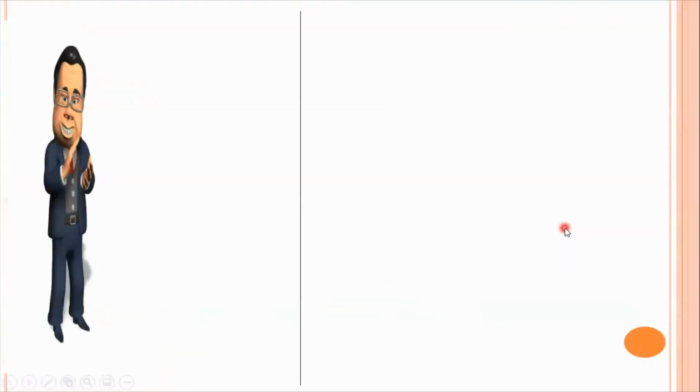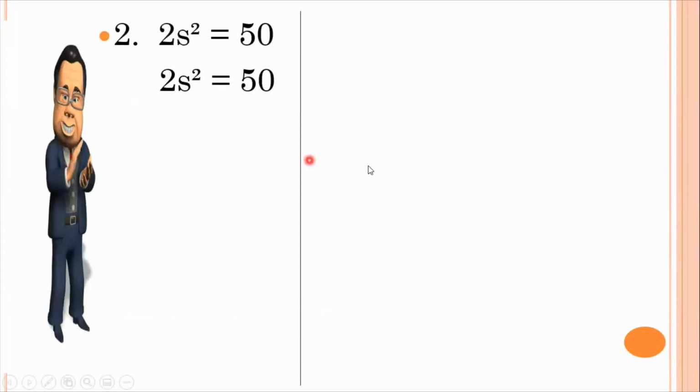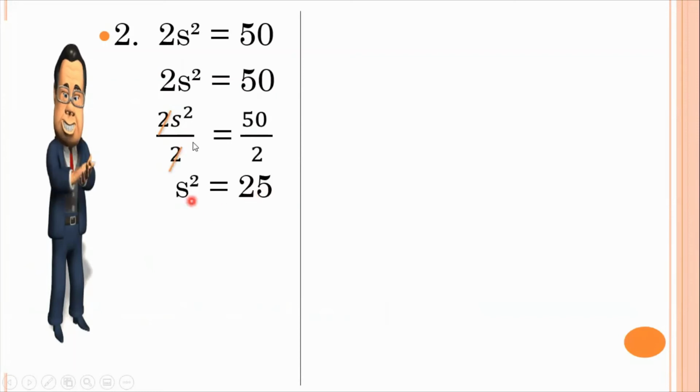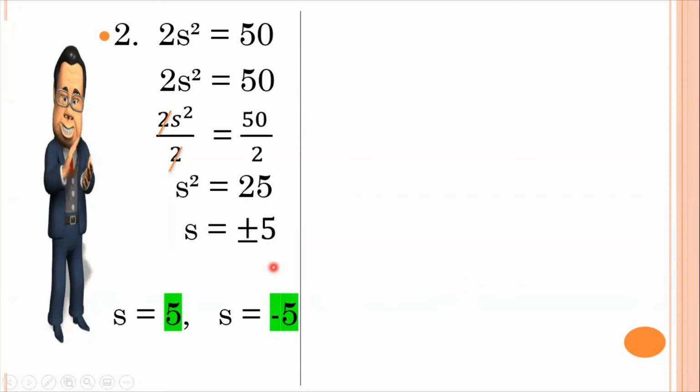Okay, number 2. 2s squared equals 50. So guys, this is easy. 2s squared is equal to 50. So we divide both sides by 2. So we cancel 2 and 2. Then 50 divided by 2. So bring down s squared is equal to 25. By using extracting square root, s is equal to positive or negative 5. So we have two solutions, 5 or negative 5.